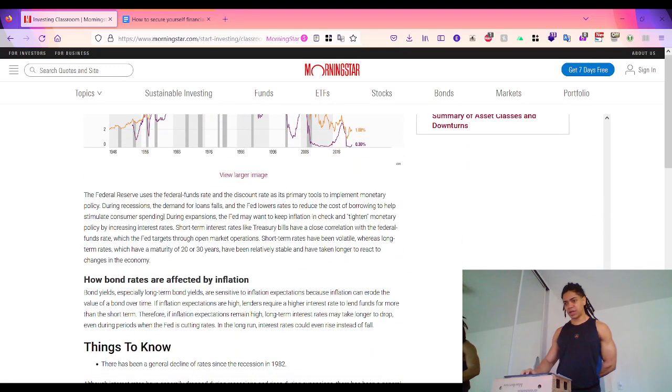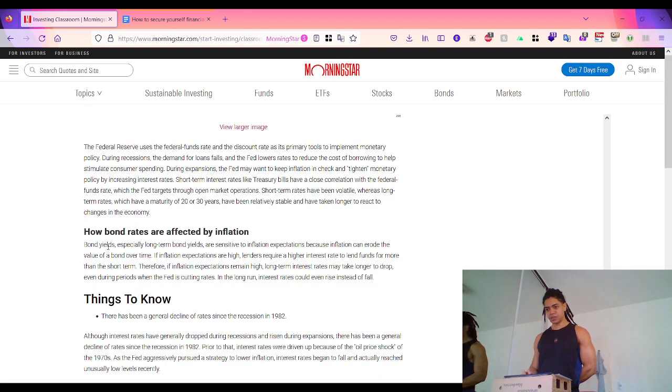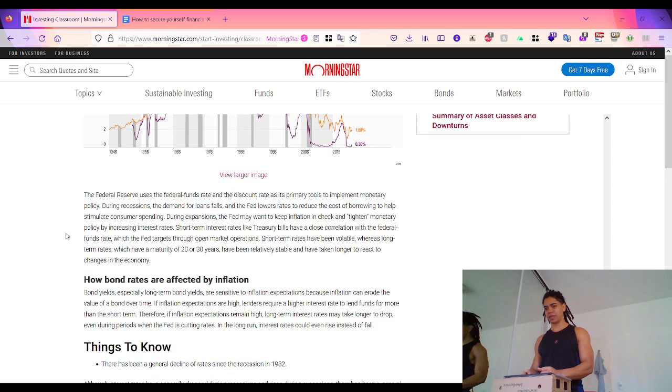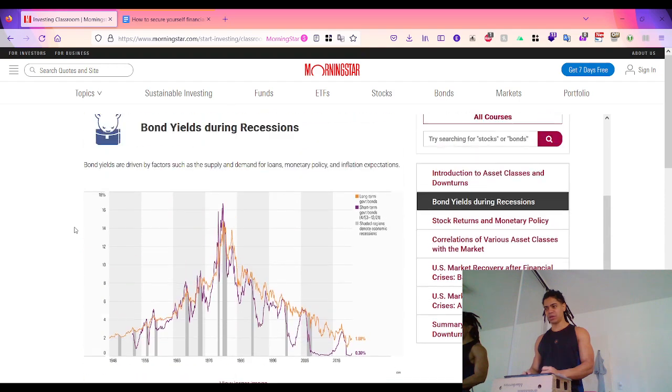How are rates affected by inflation? Bond yields, especially long-term bond yields, are sensitive to inflation expectations because inflation can erode the value of the bond over time. If inflation expectations are high, why can inflation erode the value of a bond?